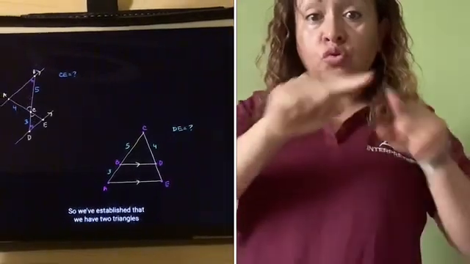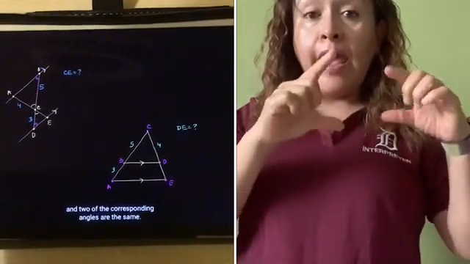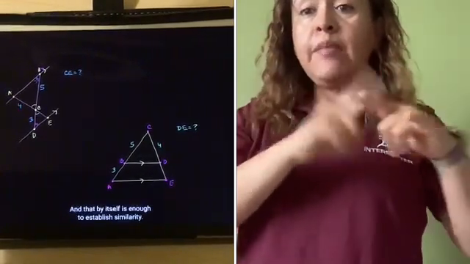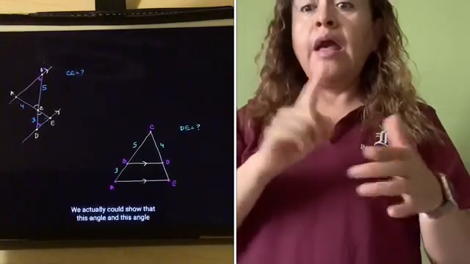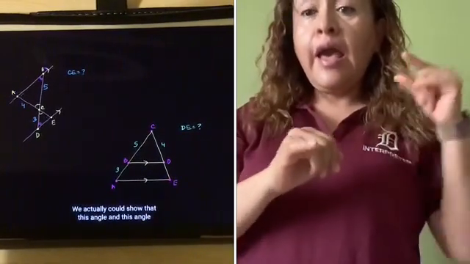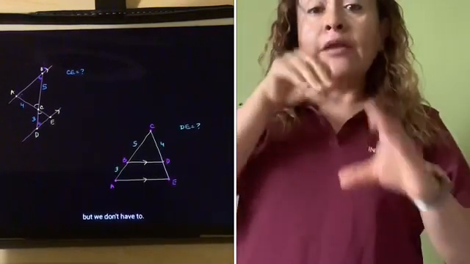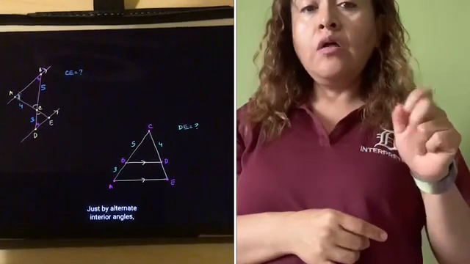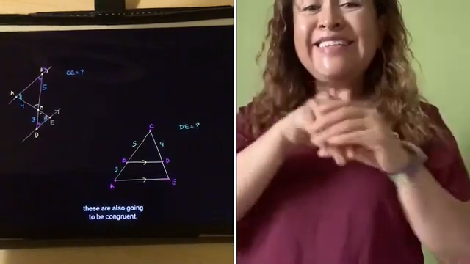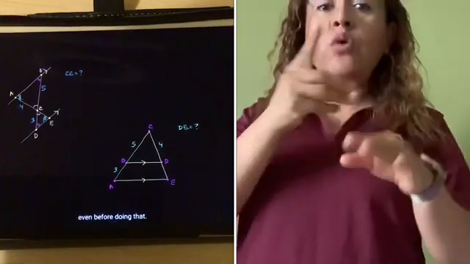So we've established that we have two triangles, and two of the corresponding angles are the same. And that by itself is enough to establish similarity. We actually could show that this angle and this angle are also congruent by alternate interior angles, but we don't have to. So we already know that they are similar. But we already know enough to say that they are similar even before doing that.